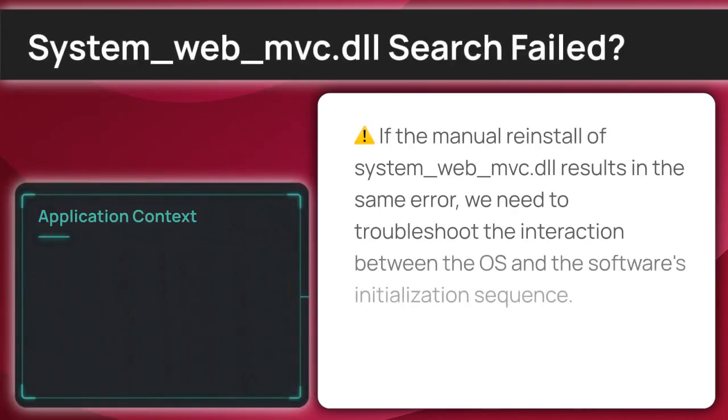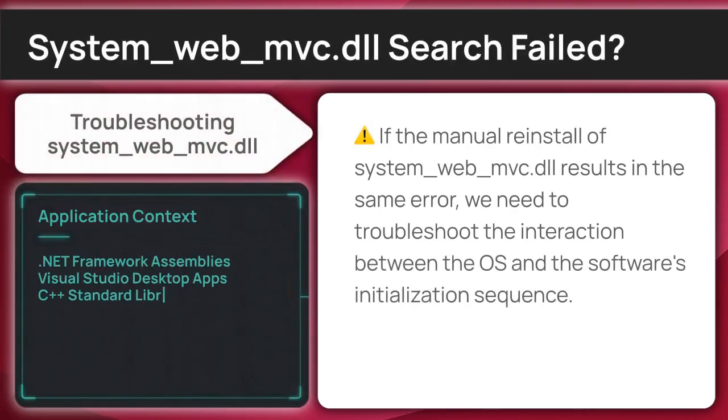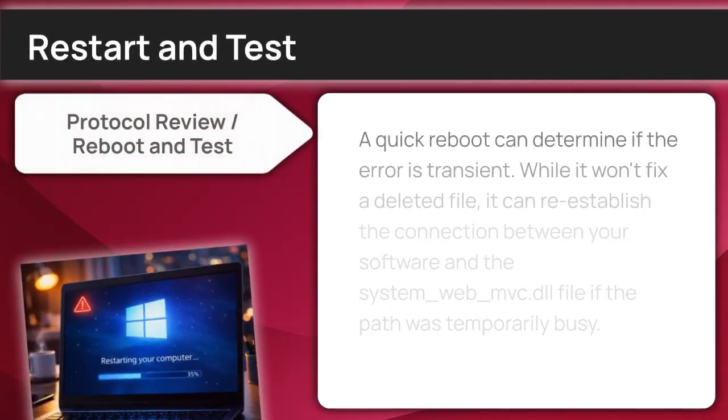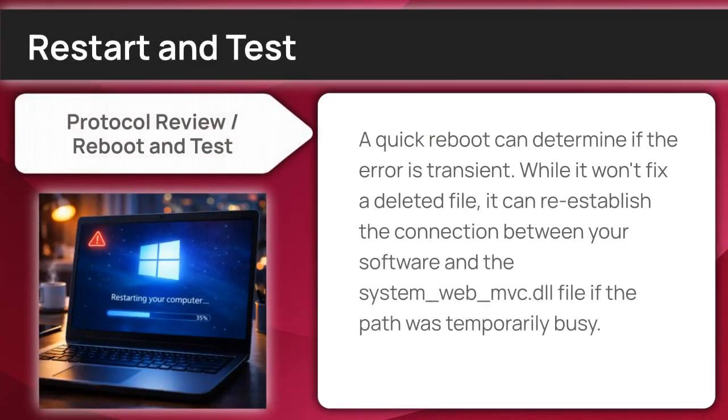If the installer was unable to bridge the gap, we will move to phase 2 of our diagnostic to refresh the system's memory. Performing a restart can determine if the error is just a transient environment glitch. A reboot refreshes your system's path variables and can sometimes re-establish a broken link to the System Web MVC library file.